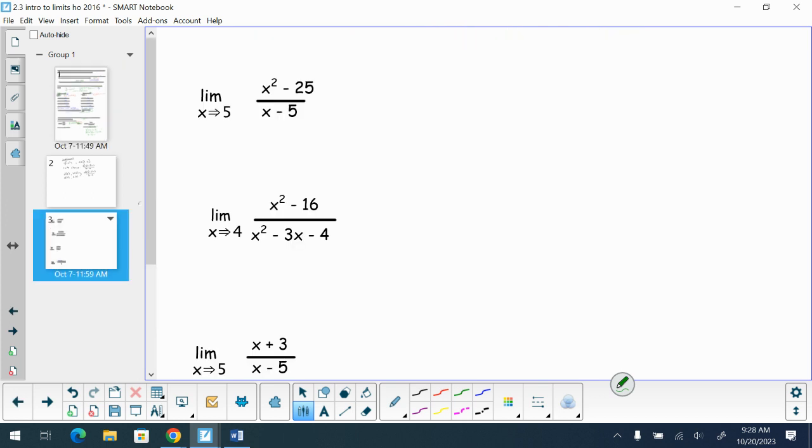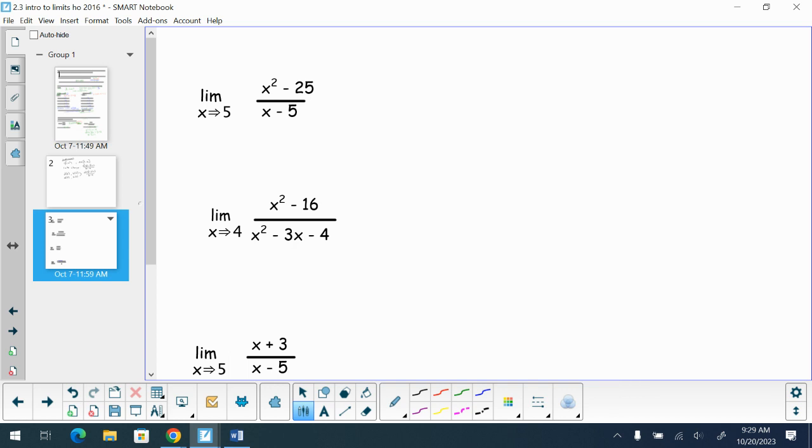Well, let's go to the back here. Let's look at some limits. We have the limit as x approaches 5 of x squared minus 25 over x minus 5. And we want to calculate a limit. Well, if we look at our principle, how we can calculate a limit, the substitution principle, it tells us we just sub it in. Plug it in.